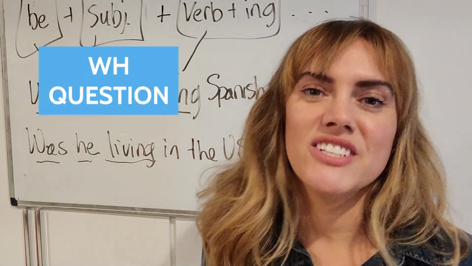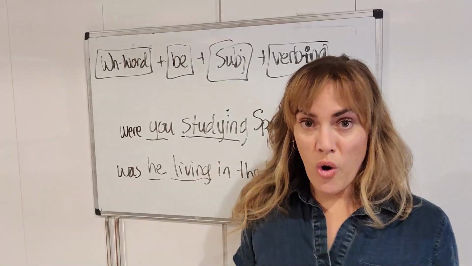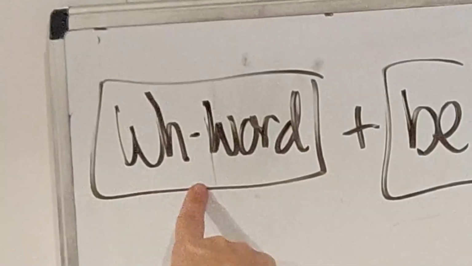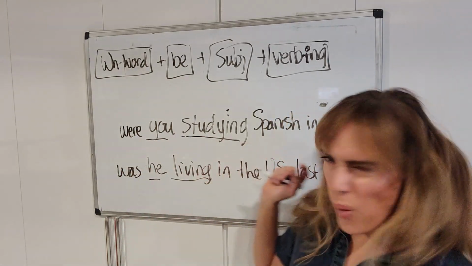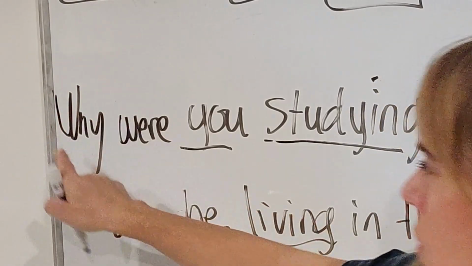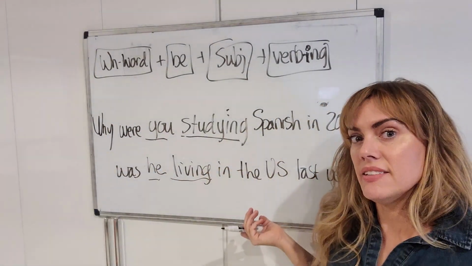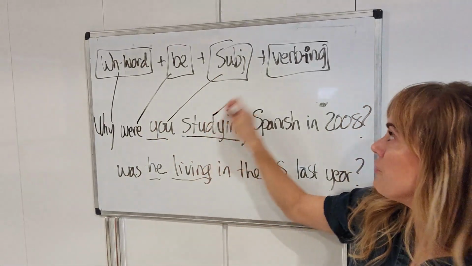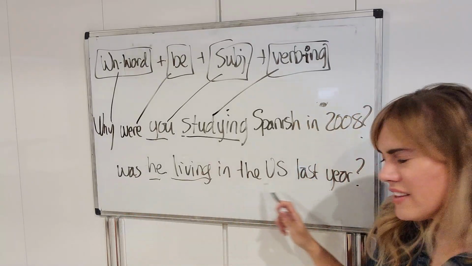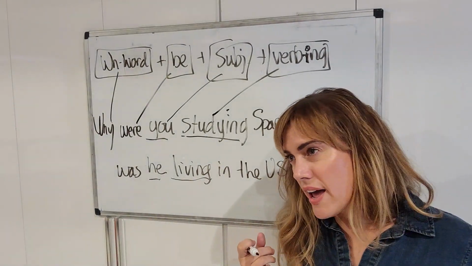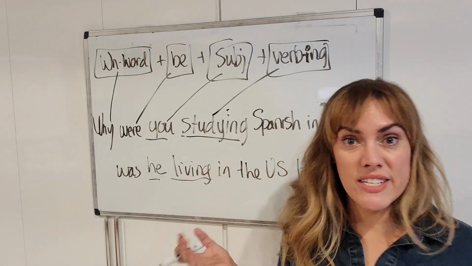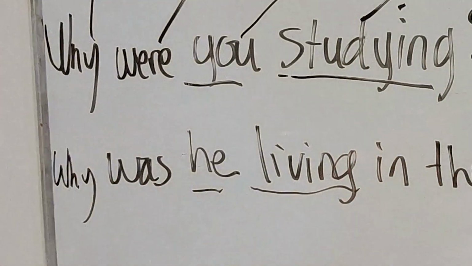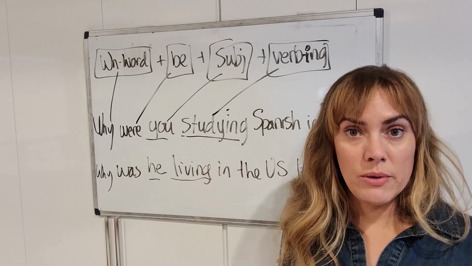To make a WH question using the past progressive, we do something similar. So all you need to do to make a WH question in the past progressive is add a WH word. So you would do that here. WH word. So why maybe? Why were you studying Spanish in 2008? So I have all the same pieces. WH word, be verb, subject, verb plus ing. And here, was he living in the United States last year? I can ask why, I can say how long, I can use different WH words that make sense. So let's just use why here. Why was he living in the United States last year? And that's how you make WH questions using past progressive.